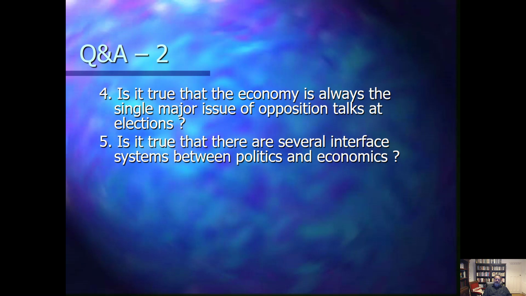Next question. Is it true that the economy is always the single major issue of opposition talks at elections? Well, not really. Quite often the economy is the key issue, but it is not always the single major issue. Quite often there are other major issues as well. For example, it can be healthcare, it can be immigration, it can be a war somewhere in the world, and so on. There are many other issues that can become a major issue in the opposition talks at elections, although quite often the economy is one of these major issues.